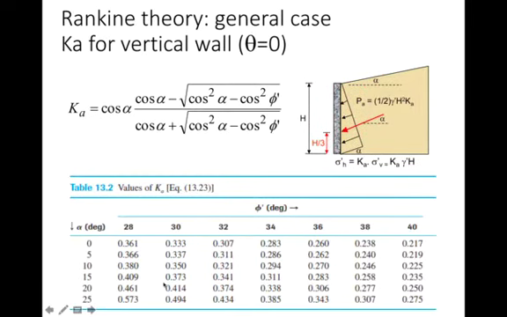You can also use charts. Here's an example of a chart from the book. This chart has the different angles of the backfill soil and the friction angle of the soil. If it's level ground, that's 0. Then if you have different friction angles, this would be your value for Ka, which is just plugged into this equation. If it's 5 degrees, these would be the values based on different friction angles. For example, 28.